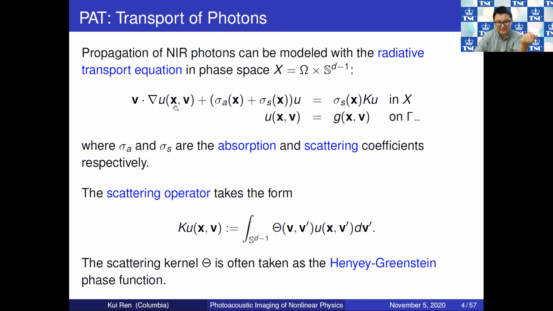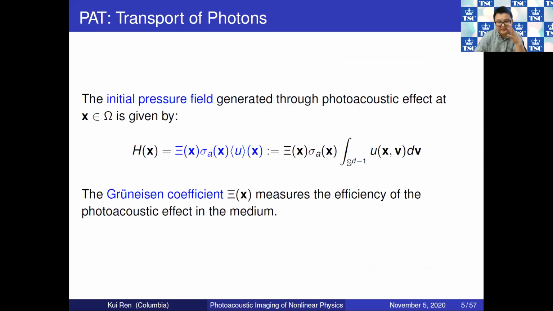function of both the spatial variable and the velocity variable. This velocity in this case is normalized, it's on the unit sphere, so it's mainly direction. This is a monoenergetic case. All right, so this is simple enough.